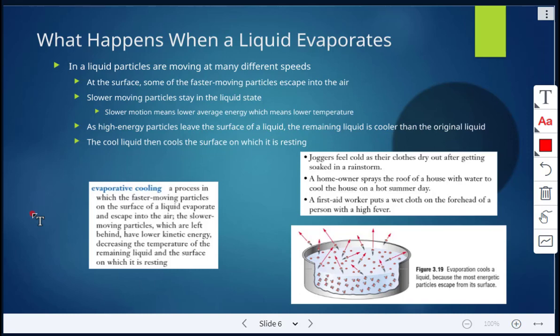Some examples of this: joggers will feel cold as their clothes dry out after getting soaked in a rainstorm. In homes, homeowners may spray the roof of a house with water to cool the house down on a hot summer day. Another one would be putting a wet cloth on the forehead of a person with a high fever. Again, in this diagram, it's those particles escaping at the surface. Evaporation cools a liquid because the most energetic particles escape from its surface.